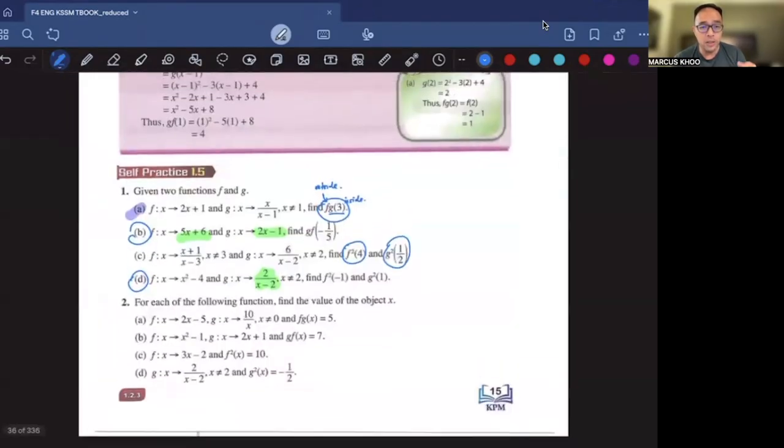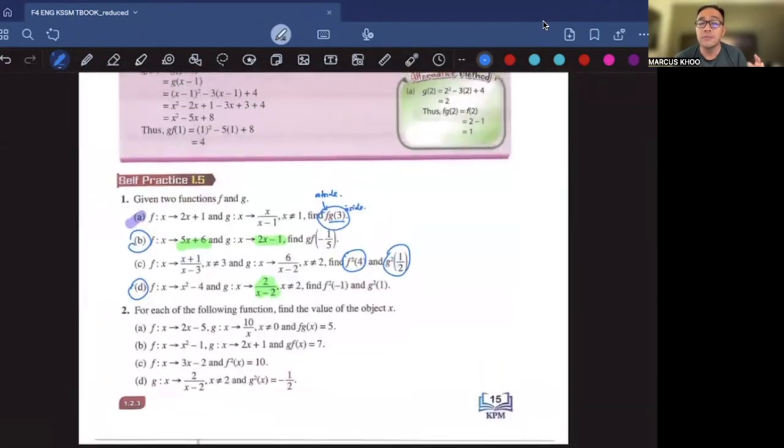So the same thing, please do question D. If you really want to give yourself a challenge, go ahead and do method 2. I think that's fine with me. But if you're looking for the fastest way to get the answer, just go ahead with method number 1.